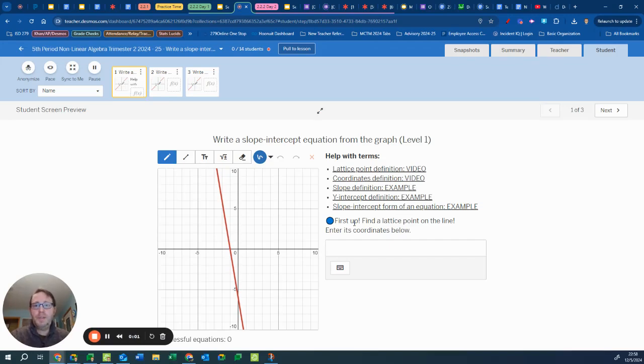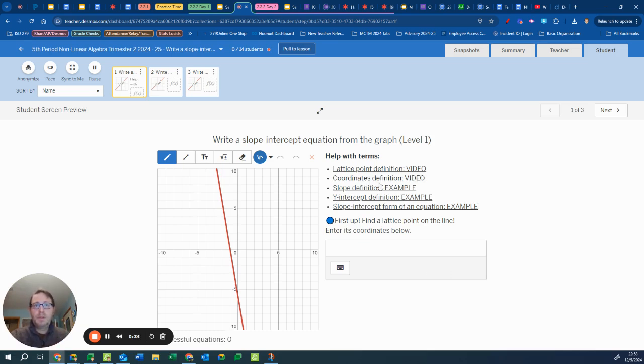Mathematicians, here's a brief overview of this DESMOS practice, writing a slope-intercept equation from the graph, just basically looking at a line and being able to write an equation. So our goal here is to get to level 3. Level 3 is I look at this graph, I maybe do some stuff, and without any directions help, I can write an equation. That's not where we're starting. We're starting here on level 1, where it's going to take you step by step through this.